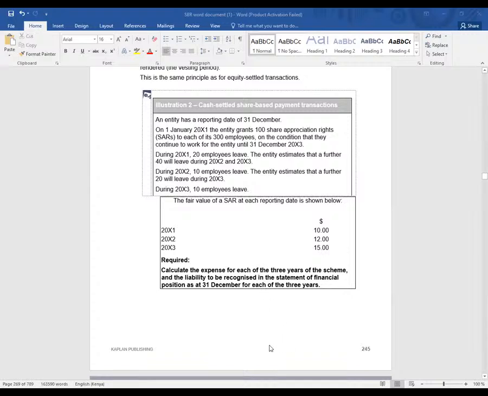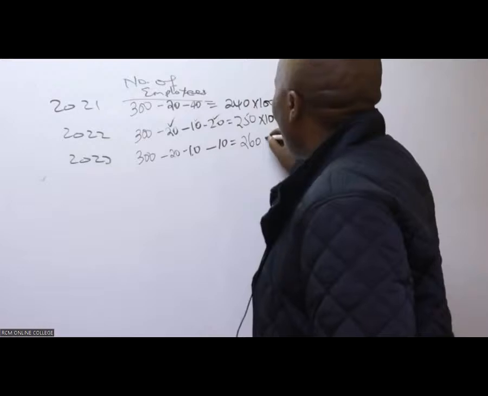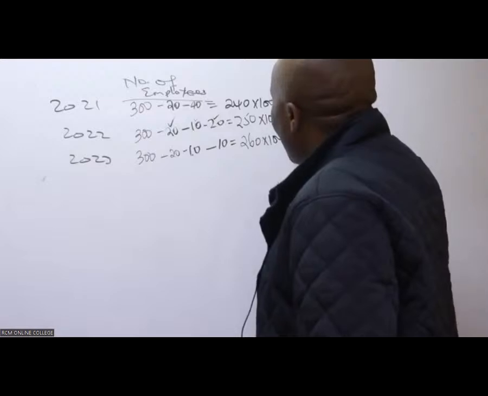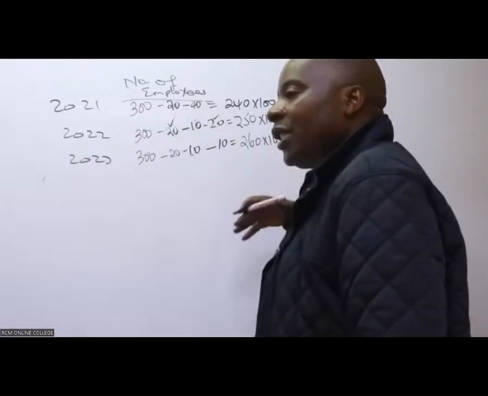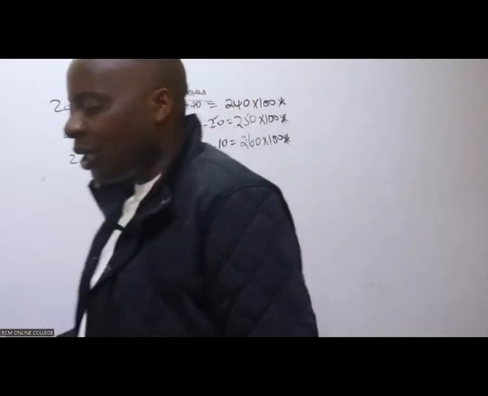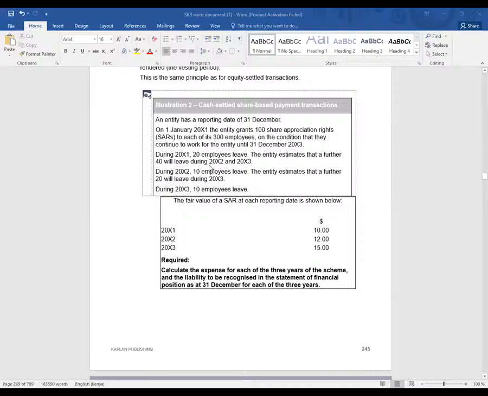Ladies and gentlemen, how many share appreciation rights have we promised these guys? We have promised them 100 each one of them. Do we know their prices? Remember now, the price for each will fluctuate because this is cash-based. Do we know their price at the end of each year? They have been given to us here, the fair value at the reporting date of each year: 10, 12, and 15.